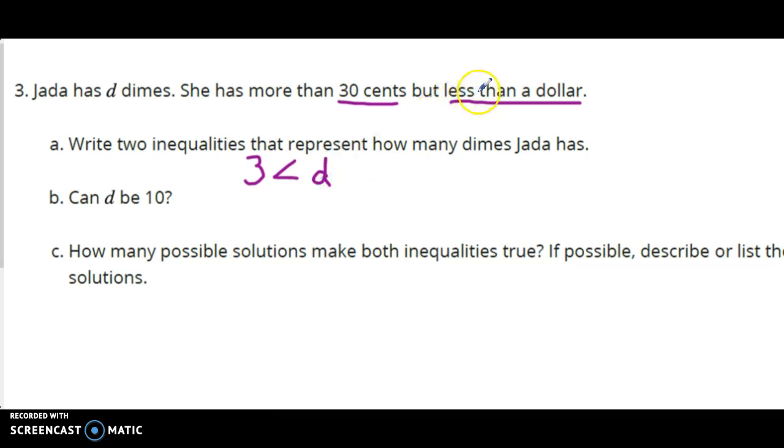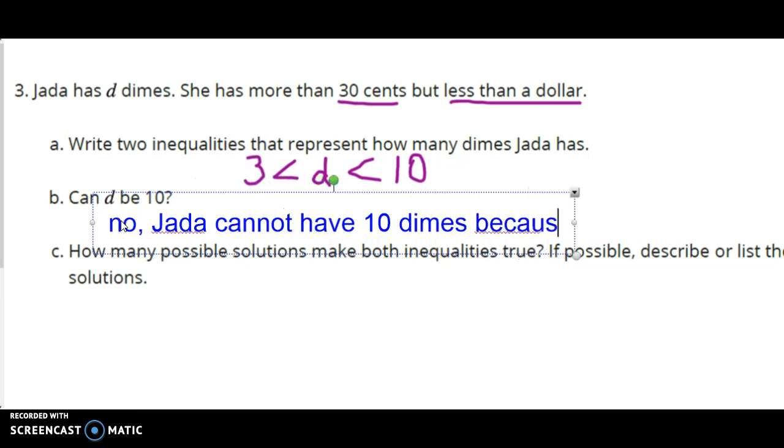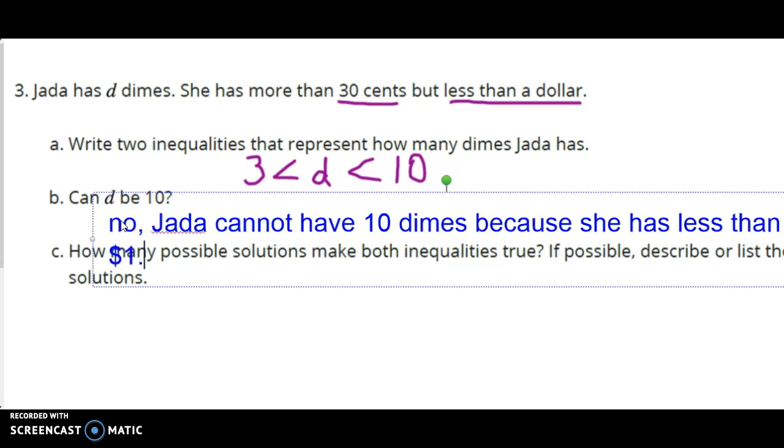But she has less than $1. So D also has to be less than, how many dimes would be $1? 10. Can D be 10? Does this say less than or equal to? No. Does this say but less than or equal to $1? No. So can D be 10? No. Jada cannot have 10 dimes because she has less than $1.